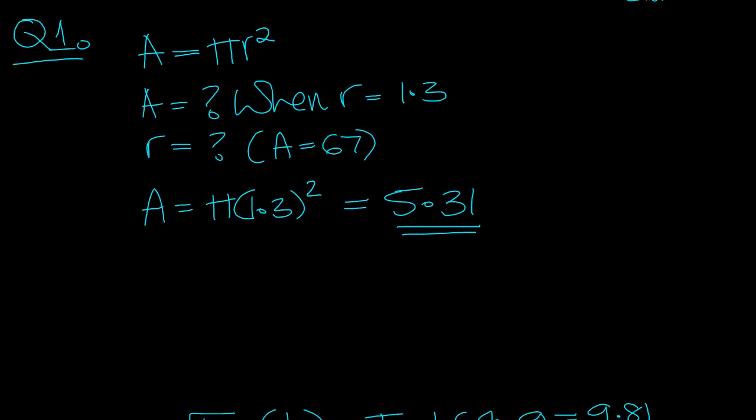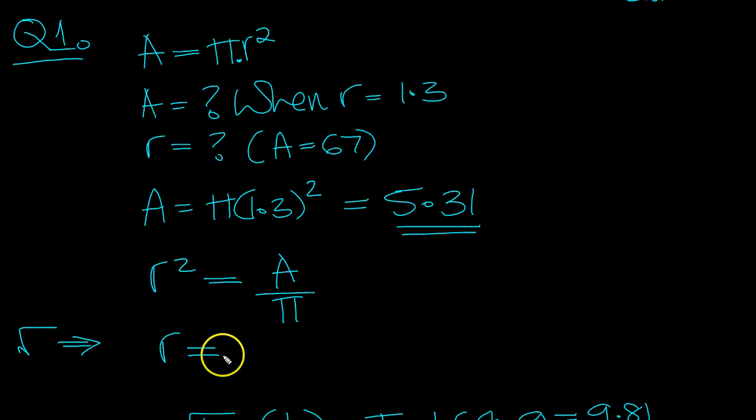Right, rearrange for r then. So we'll move the pi, which is times on this side, to divide on the other side, but I'll write it down from right to left. So pi r squared is equal to A over pi. Now we'll square root both sides. Square root something squared, you undo the square, and then it's the square root of A over pi.